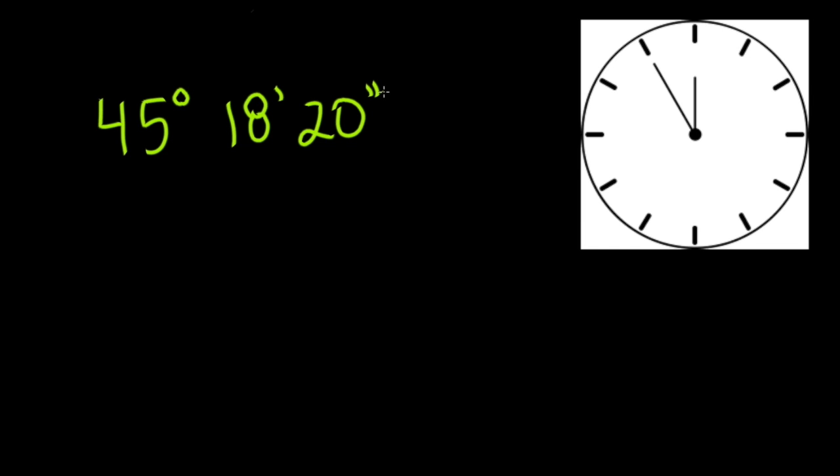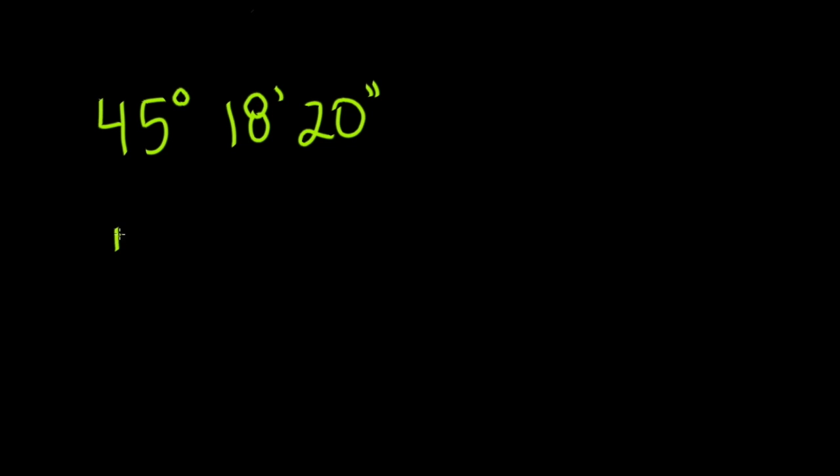First, we are going to convert our minutes number, which is 18. Since there are 60 minutes in an hour, we will divide 18 by 60. 18 divided by 60 equals 0.3.